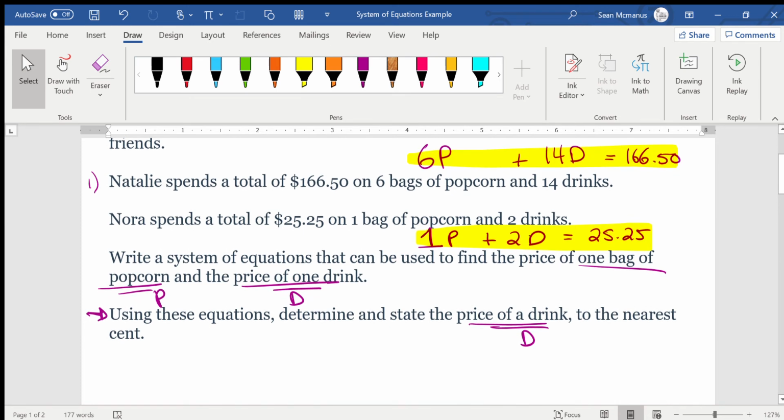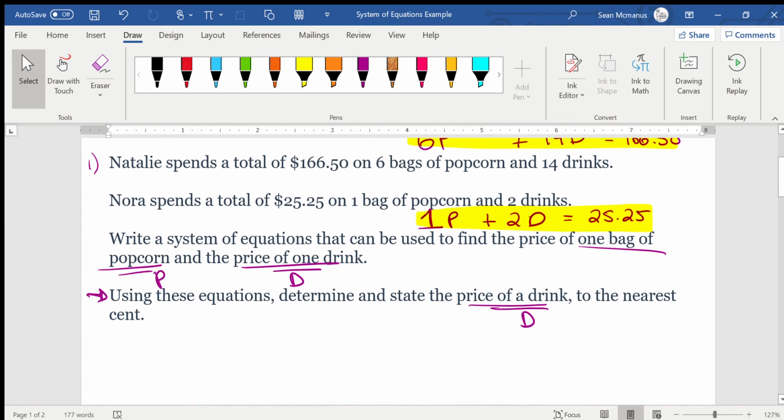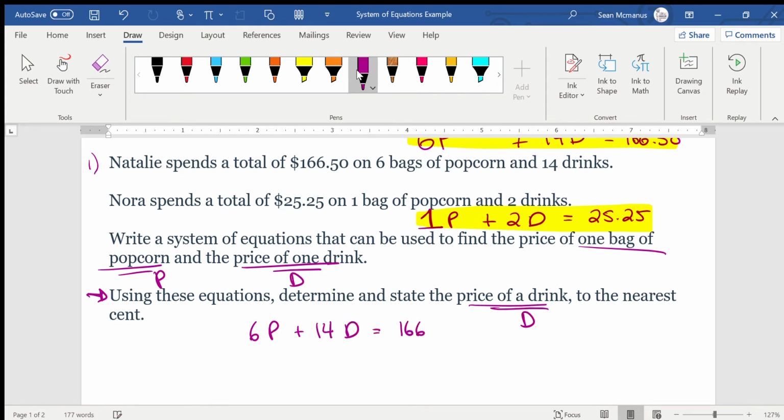These are the 2 equations that I'm going to use to find the answer. So I'm going to write them down here so they're a little bit closer together. So 6P plus 14D was 166.50, and 1P plus 2D was 25.25. So those are my 2 equations.